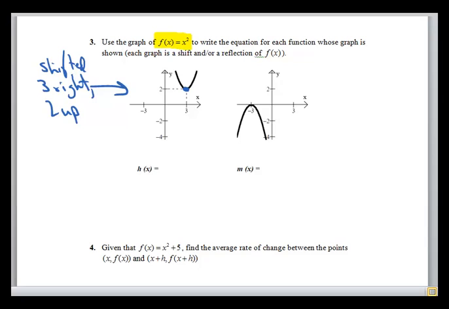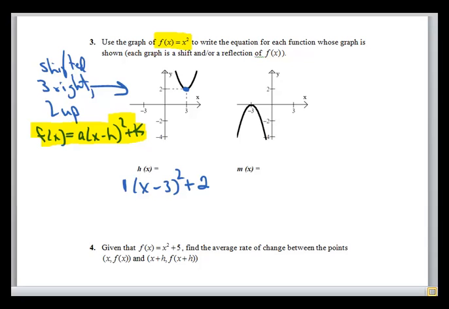Alright? So if you remember, the vertex form of these quadratic functions was this: a times x minus h squared plus k, where h, k is the vertex. So in this case, the vertex is 3, 2. So the equation for this one would be 1 times x minus 3 squared plus 2, right?